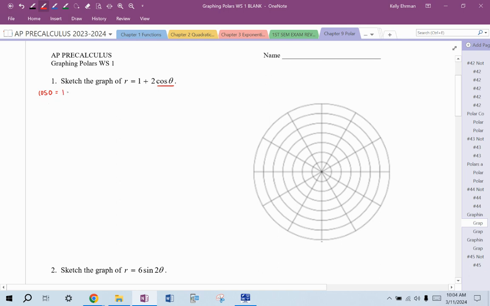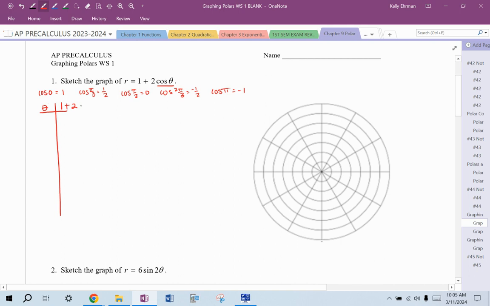So cosine of 0 is 1. Cosine of pi over 3 is 1/2. Cosine of pi over 2 is 0. Cosine of 2 pi over 3 is negative 1/2. And I always do this to pi, so cosine of pi is negative 1. We might need more points than that, but that gets me started and reminds me to use the pi over 3 angles. Now, if you can remember to use the pi over 3 angles, then you don't really have to do that. But I think it's just nice to have.